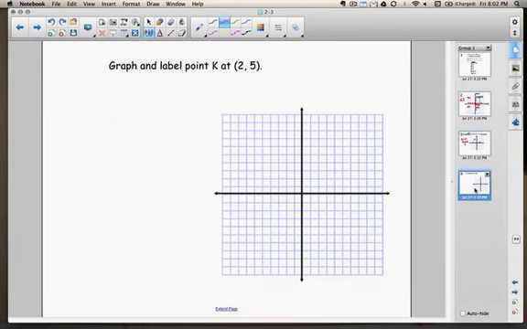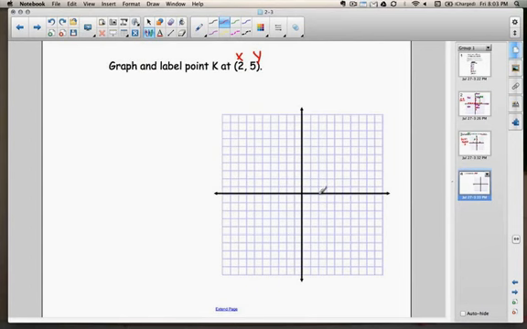The last example that I'm going to go over with you today is we're going to actually graph and label point K at 2, 5 on this coordinate plane. So remember, the 2 is the x-coordinate and the 5 is the y-coordinate. So I'm going to start by doing the x first. I'm going to start at the origin and count over 2, 1, 2.